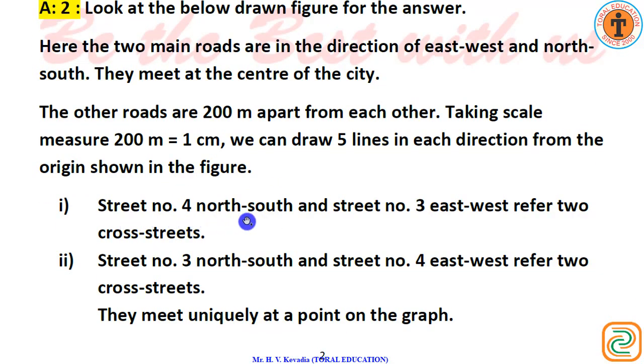Street number 4 north-south and street number 3 east-west refer to a cross street. And street number 3 north-south and street number 4 east-west also refer to a cross street. Both refer to cross streets. They meet uniquely at a point on the graph.